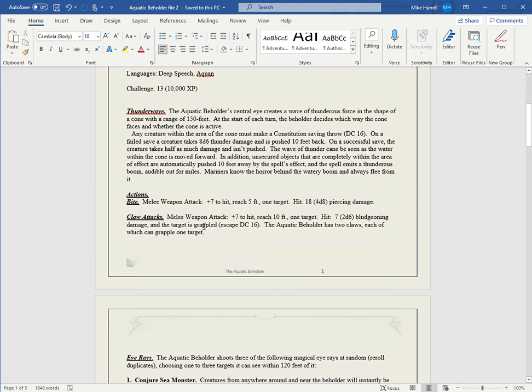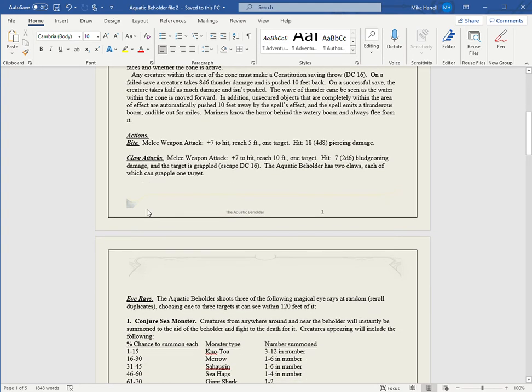Beholder's got a big old mouth. So there it is, plus 7 to hit, 4d8 piercing damage. Again, this beholder's a little bit bigger than most, so it's going to have a nasty bite. Don't forget those 2 claw attacks.